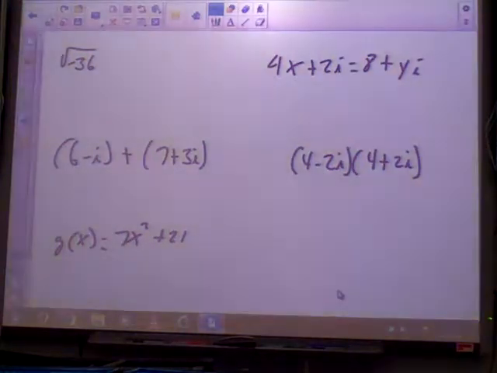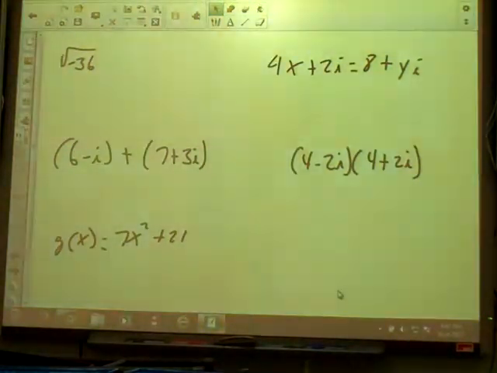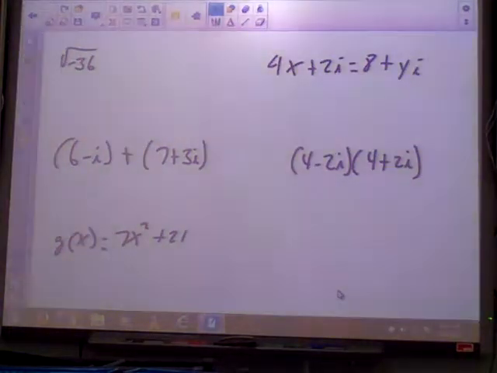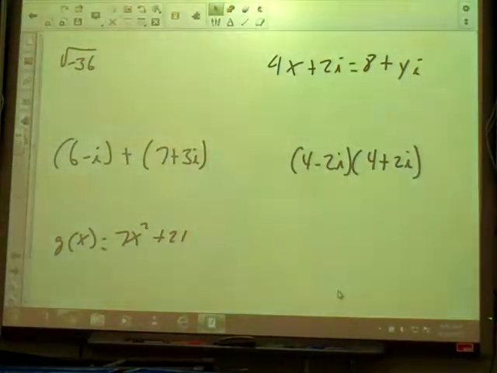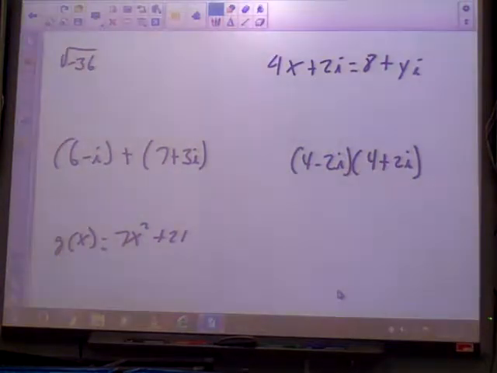Didn't you have a 4i squared in college? If it's i squared, you change it to negative 1. So if it's 4i squared, that's the same as negative 4. You add. So if you have 16 and negative 4, your answer would be 12. That's what we did right here on this one.